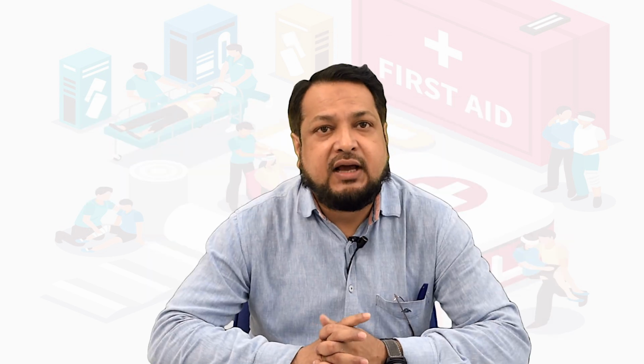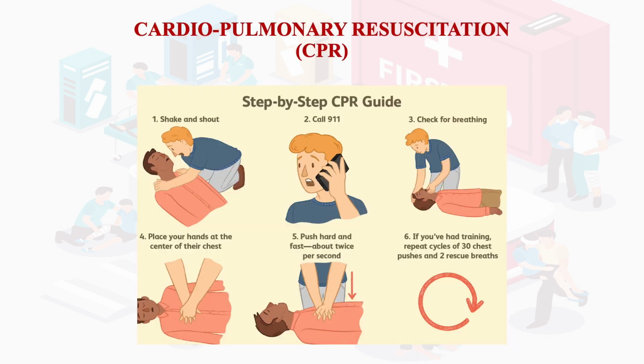So now we are going to discuss the cardiopulmonary resuscitation process, that is the CPR process, in detail. Always remember, before physically approaching the victim, the scene must be de-energized. This is the step-by-step CPR guide: first, we should shout near the ear of the victim. If the victim is unresponsive, we should inform SOS. Then we should check for breathing.